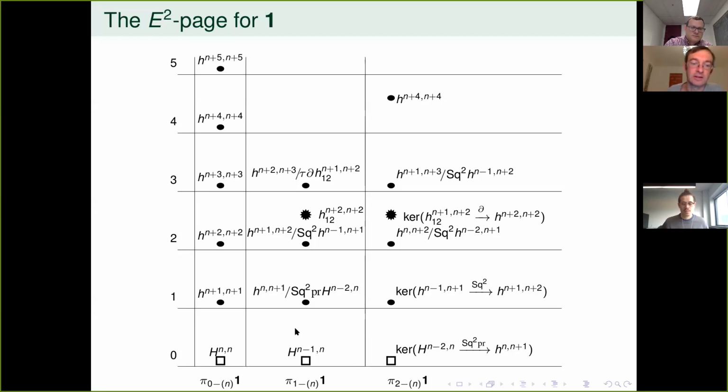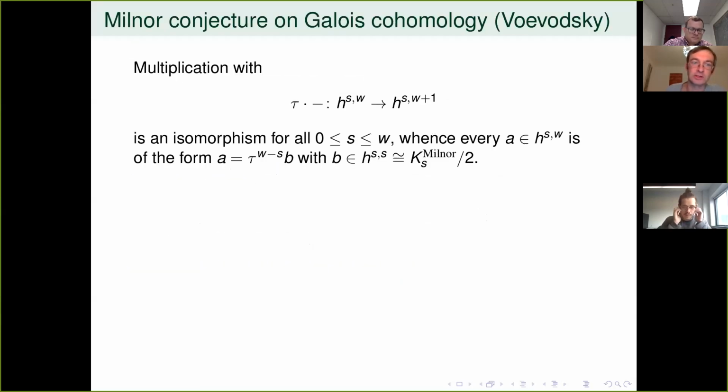So it's the pi zero column, where you see the associated graded for the fundamental ideal filtration on Milnor-Witt K-theory. There's the pi 1 column, which has four possibly non-zero entries, and the pi 2 column with possibly five non-zero entries. And this we want, at least for the pi 1 column, also to be the E infinity page. So we have to look at the higher differentials.